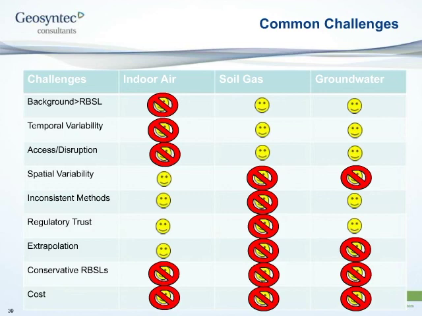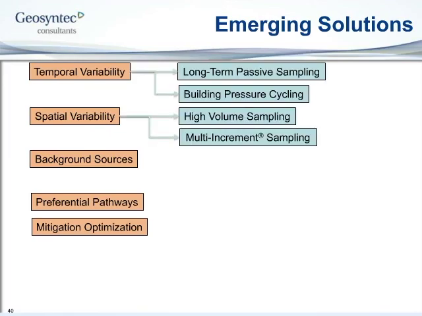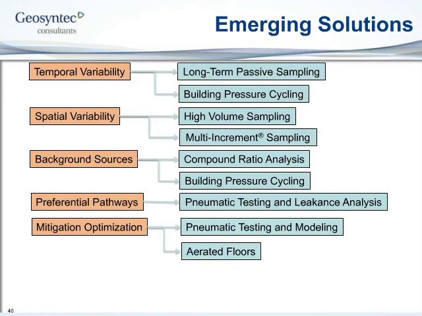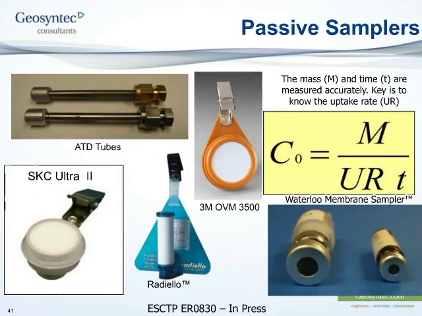And the next slide, we're going to run through some of the emerging solutions. So there's ways to handle temporal variability and spatial variability in background sources and preferential pathways, and improving the mitigation options. And that's the focus of the remainder of the talk. We'll begin with a discussion of long-term passive sampling. Like folks in the radon industry, you can collect samples over a longer period of time and have less in the way of temporal variability in the results.